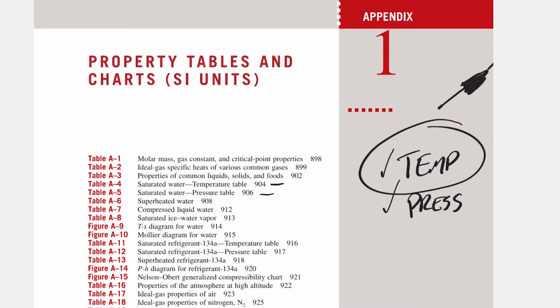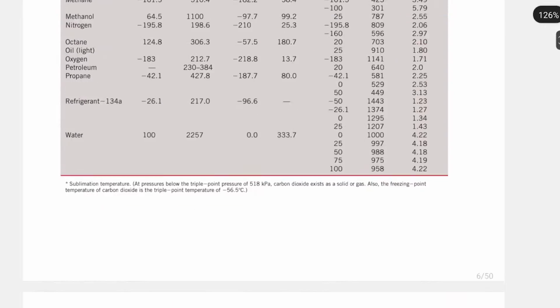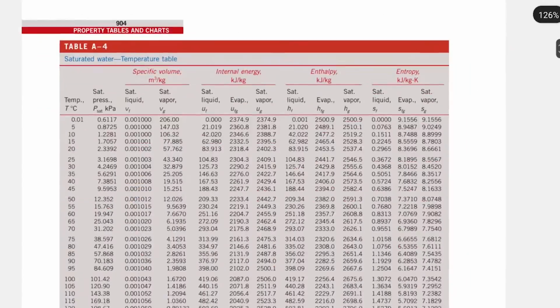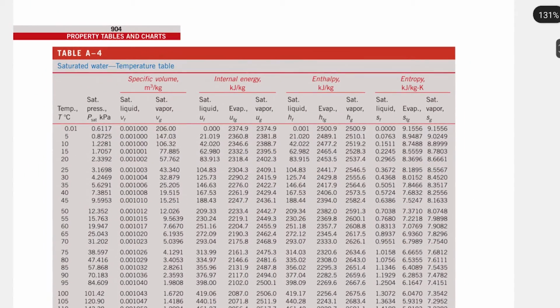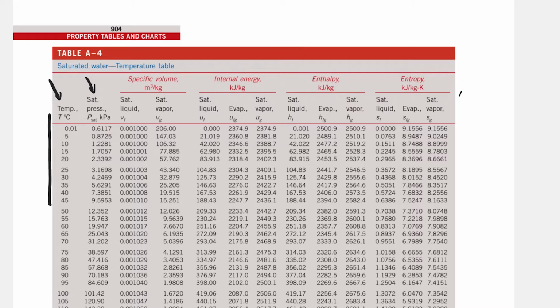And I want to jump into pages 904 and 906 here in our property table. So this is 904. This is the temperature table, right? What this is giving you, for water specifically, is different temperatures and then the related saturated pressures and all the other properties for solving problems in thermodynamics, right?